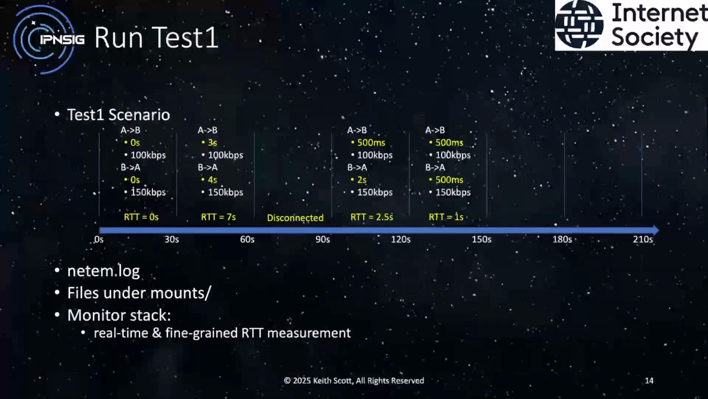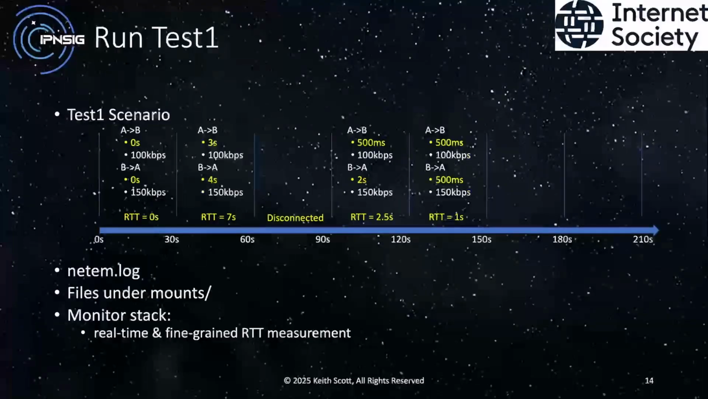So now I'm going to run through two of the tests that come with opennetem. The first one doesn't use ION. It just exercises the time variant connectivity and uses some of the monitoring stack so that we can actually get a look at what the round trip times are between nodes. So test one actually has 3 nodes, but here we're only interested in A and B. There's a C node that's sitting off beyond B. And here we're showing sort of what that time variant connectivity looks like.